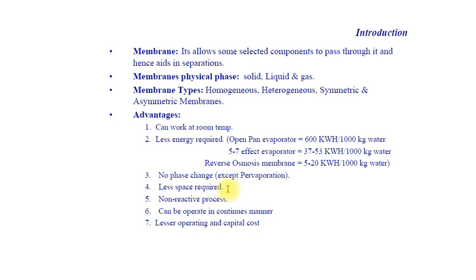So it requires less space, and also because we are not using a phase change, we do not need to use the other phase change equipment. Like in a distillation column you have to use a reboiler and a condenser for the phase change. But because in this process you do not have this type of phase change, you do not need to use that type of equipment, so your space requirement is reduced.